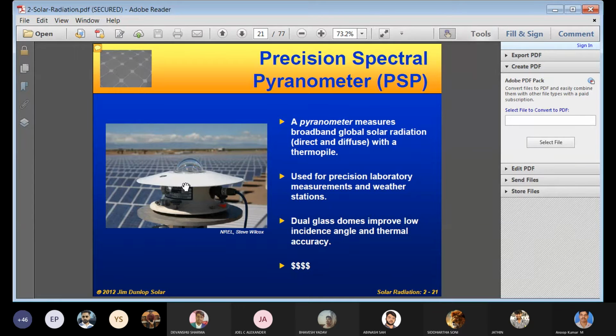That means under this glass, in the vicinity itself, there will be a black surface. What is this black surface? Thermopile. What is a thermopile? Anybody?